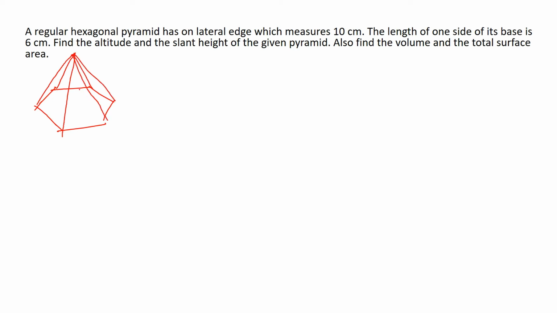Okay, there we go. Given the lateral edge, which is 10, and one side of the base, which is 6. Take note, it is given that it is a regular hexagonal pyramid, so each side of the base is equal. So, all 6 sides are 6 automatically.